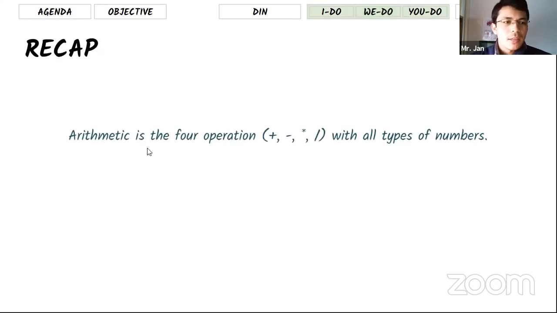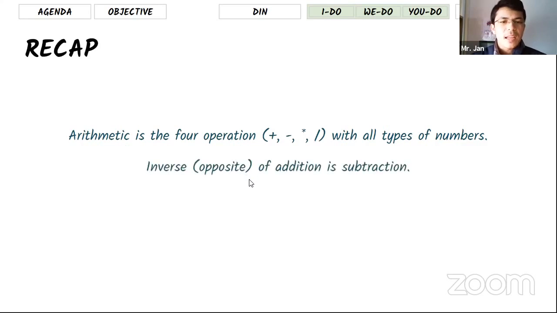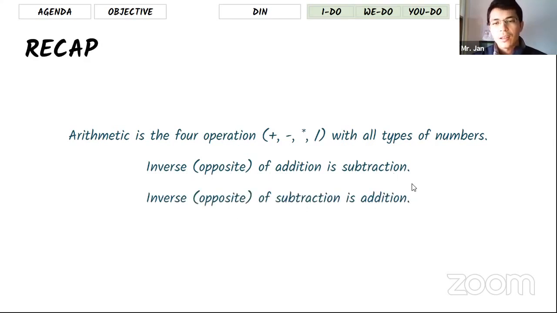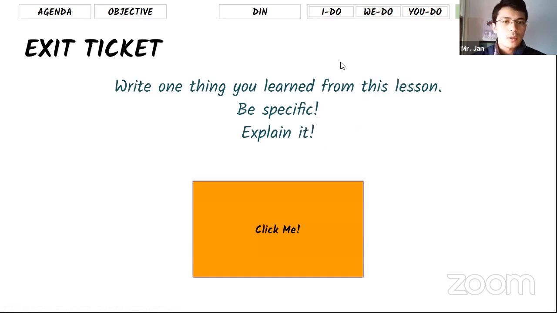So let's recap first. Arithmetic is the 4 operations, adding, subtracting, multiplying, and dividing, with all types of numbers, not only integers, not only decimals, all types of numbers. So we call this arithmetic, and we practiced a lot of arithmetic until today. The second thing we talked about is inverse operation, or let's say the opposite of addition is subtraction, and the opposite of subtraction is addition. So each one of them undoes the other one. So this is today's lesson.